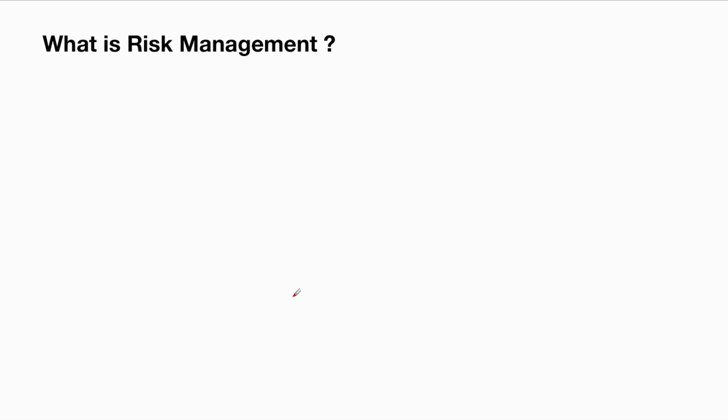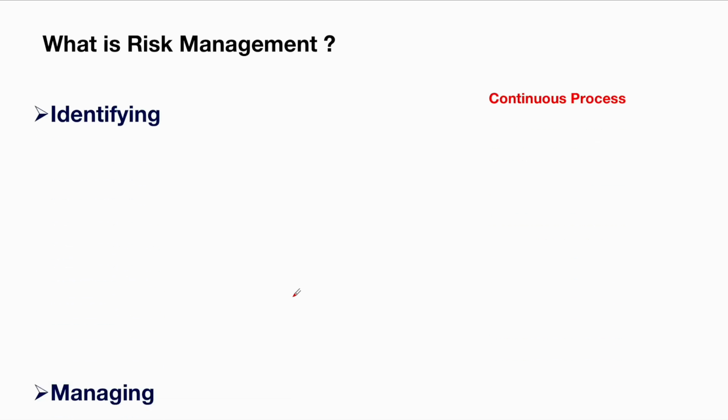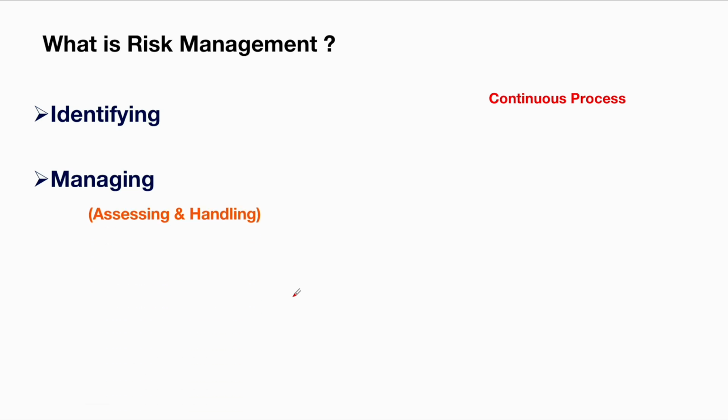We have also understood there are two components involved in risk management. One is identifying a risk and another one is managing a risk. And this risk management is a continuous process. In this lecture, we will discuss in detail about identifying the risk. What are the various ways we can use to identify a risk in a project? Let us discuss them one by one.